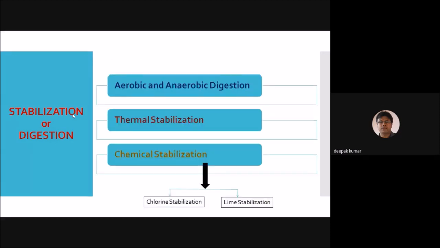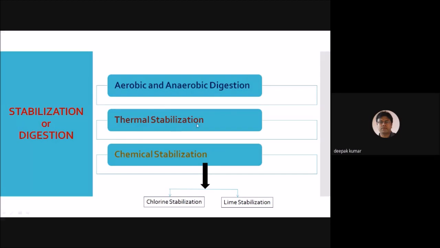So stabilization can be done by three processes. One is aerobic and anaerobic digestion. From the name, it is clear that if the process of stabilization is carried out in the presence of oxygen, it will be aerobic digestion. If it is carried out in the absence of oxygen, then it is anaerobic digestion. So aerobic digestion is the process of oxidizing and decomposing the organic part of the sludge by microorganisms in the presence of oxygen. And anaerobic is in the absence of oxygen.